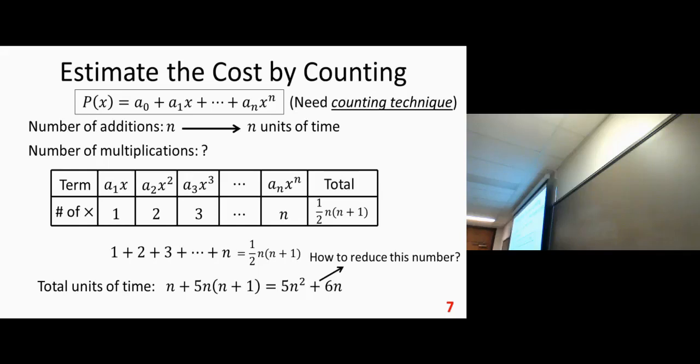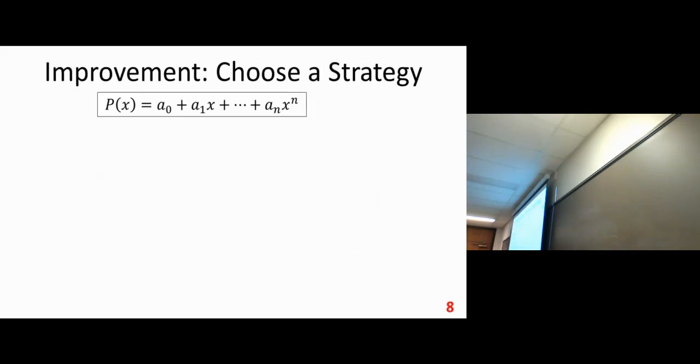Next slide. Our next question: how to reduce this number? So, how to reduce? For this class, our biggest concern, the biggest problem we want to solve, is to improve the overall performance. Improvement. Choose a strategy. Now we are not satisfied.